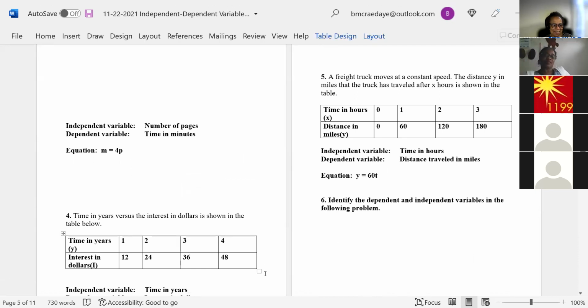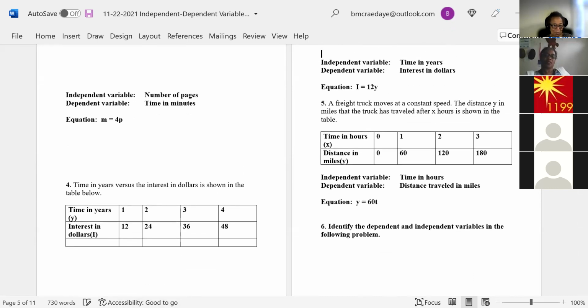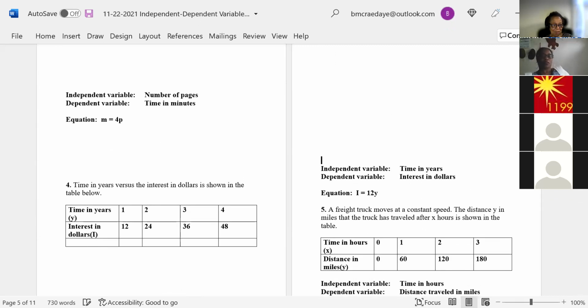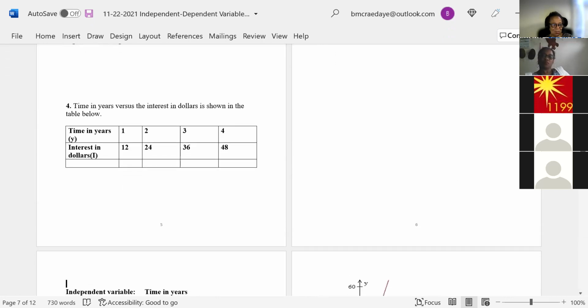Okay, now let's look at, well, I know everyone knows this one, interest. Let's see. We're talking time in years and interest. Maureen, what is the dependent variable? Time in years. What is the dependent variable? Time in years. Time in years?